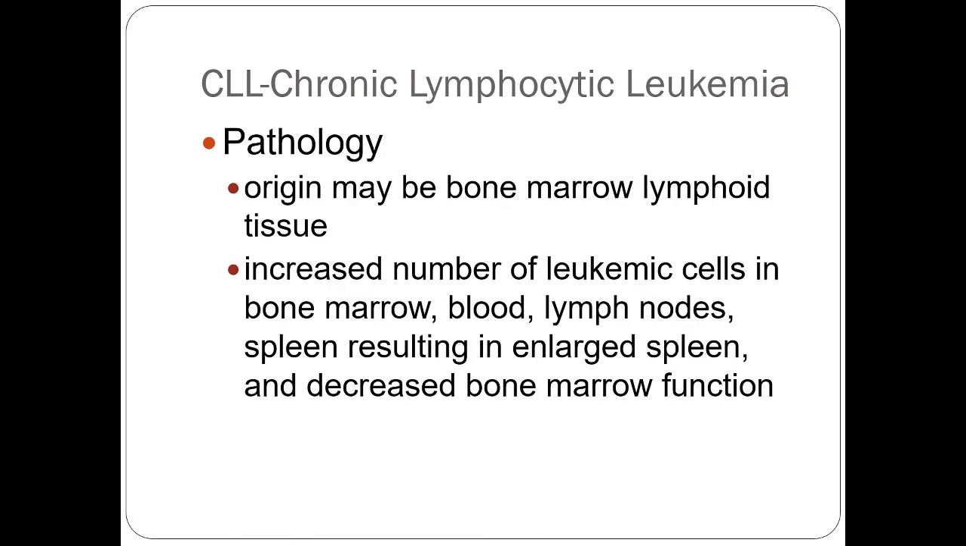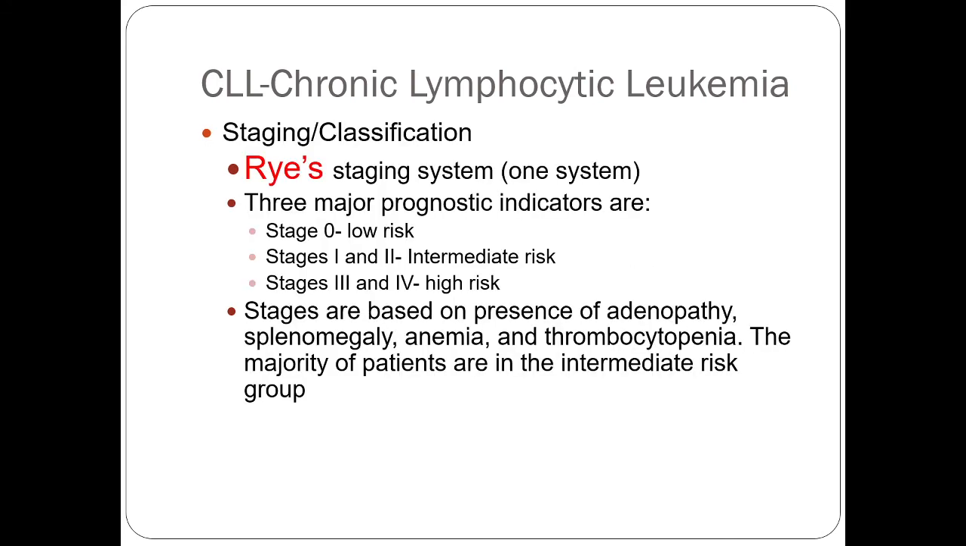Pathology origin may be bone marrow lymphoid tissue, increased number of the leukemic cell in a bone marrow, blood, lymph node, spleen, resulting the lymphadenopathy and splenomegaly. Staging, Rai staging 0, 1, 2, 3, 4. 0 low risk, 1 and 2 intermediate risk, 3 and 4 high risk.